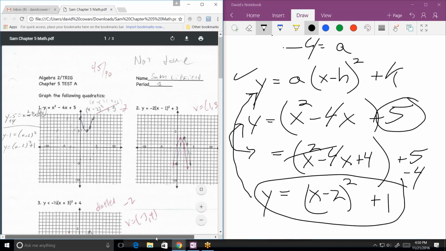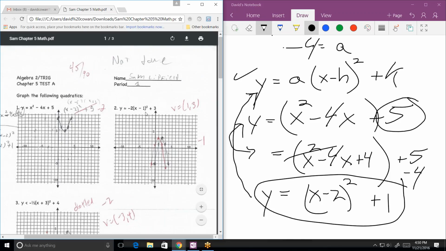Number 2, it's in vertex format, so immediately we know our vertex is at 1, 3, which is her red line right there. And then again, she just substituted any value she wanted for x, probably 2 or 0, figured out what y was, and it allows her to finish this graph in red.